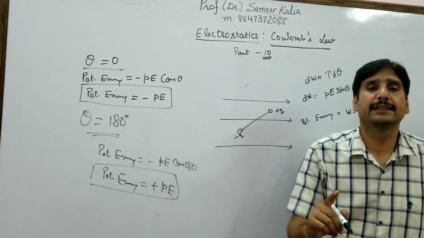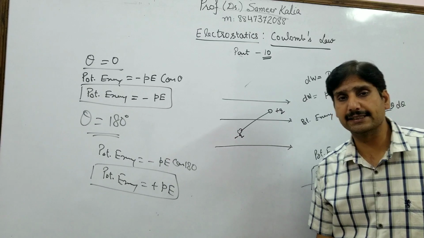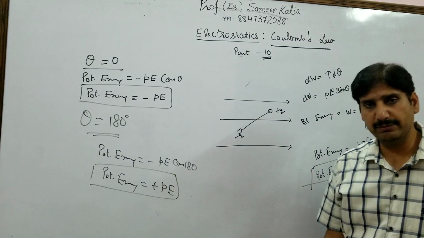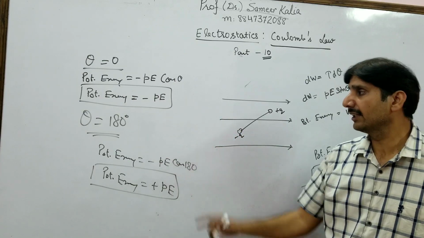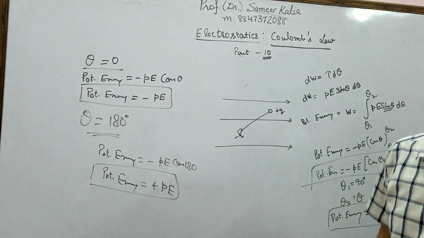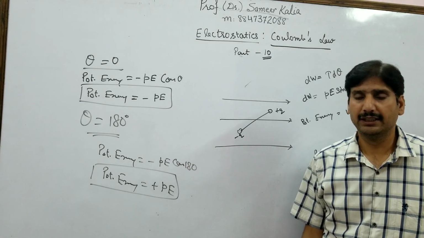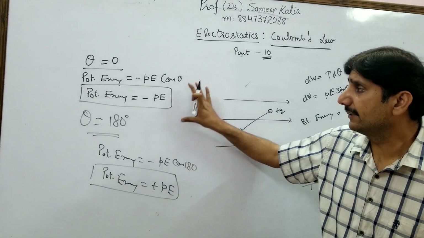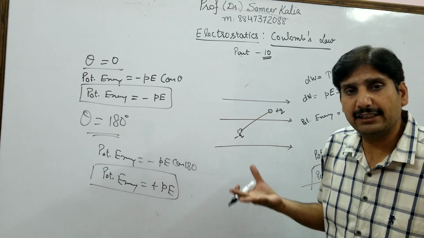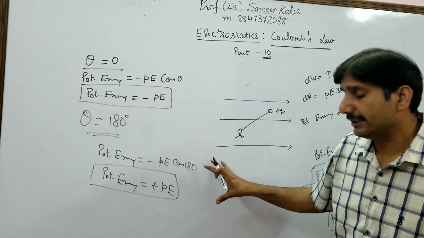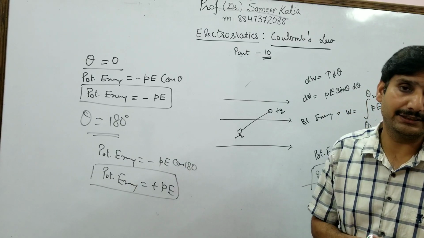In both the cases, the torque being exerted on the dipole was 0. In both the cases, the dipole was in rotational equilibrium, whereas their potential energies are not the same. This has a potential energy of minus PE, that has energy plus PE. That means that when the angle of the dipole with the external electric field is 0 degrees, it is at lower energy, and when the angle with the electric field is 180 degrees, it is relatively at higher energy.